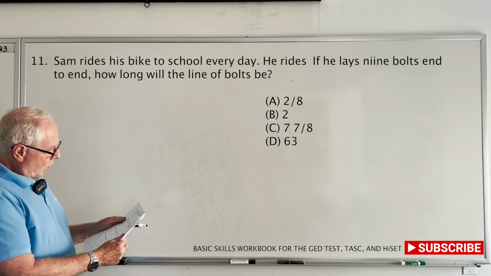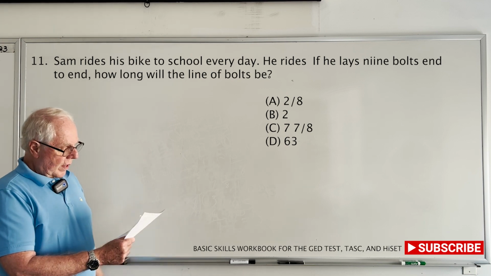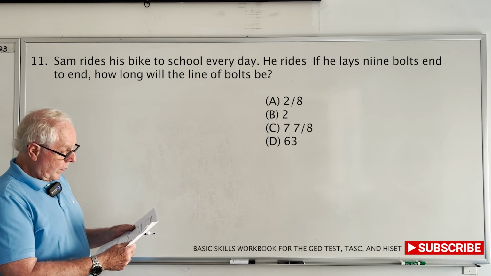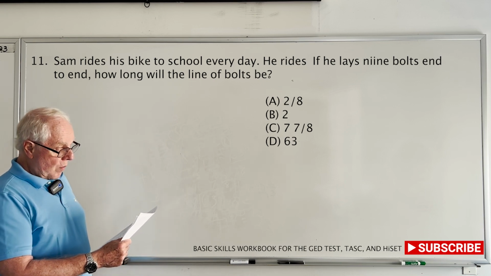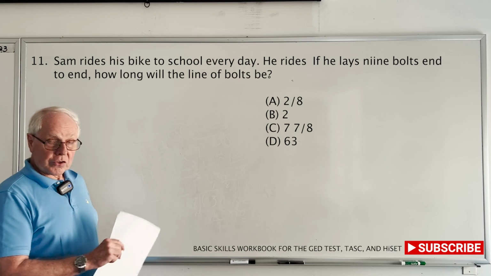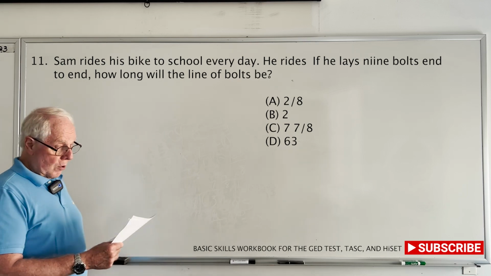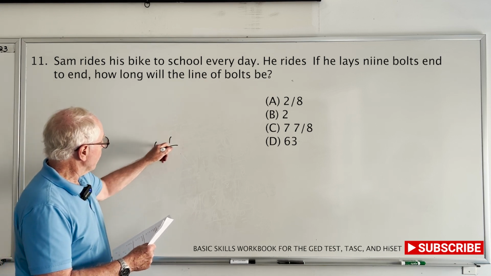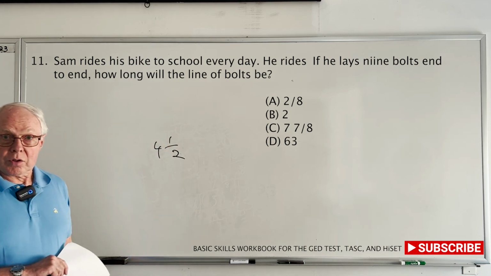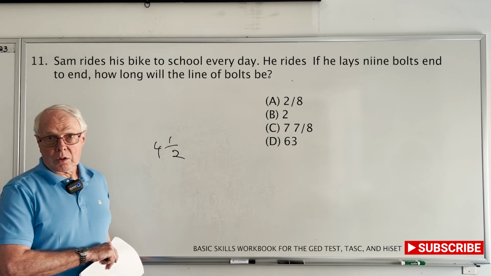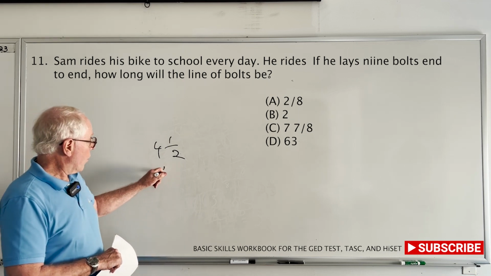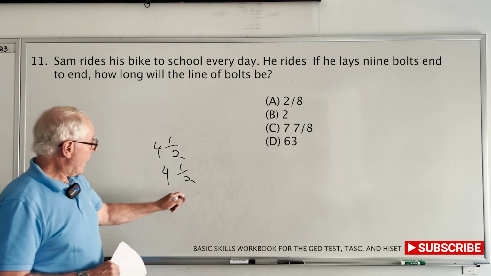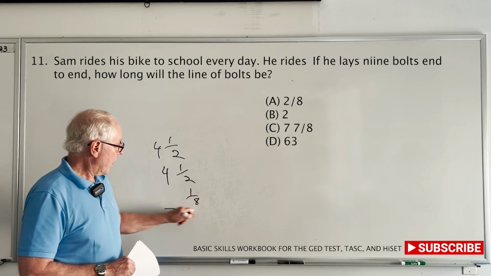Number 11, Sam rides his bike to school every day. He rides 4 1/2 miles to school, but today he took a longer route home. If his route was 1/8 of a mile longer, how many total miles did Sam ride today? Well, there's a bunch of different ways we could do it, but maybe the simplest way is ordinarily his route is 4 1/2 miles. His route coming home, if he follows the same path, would also be 4 1/2 miles, but we added an extra 1/8 today.